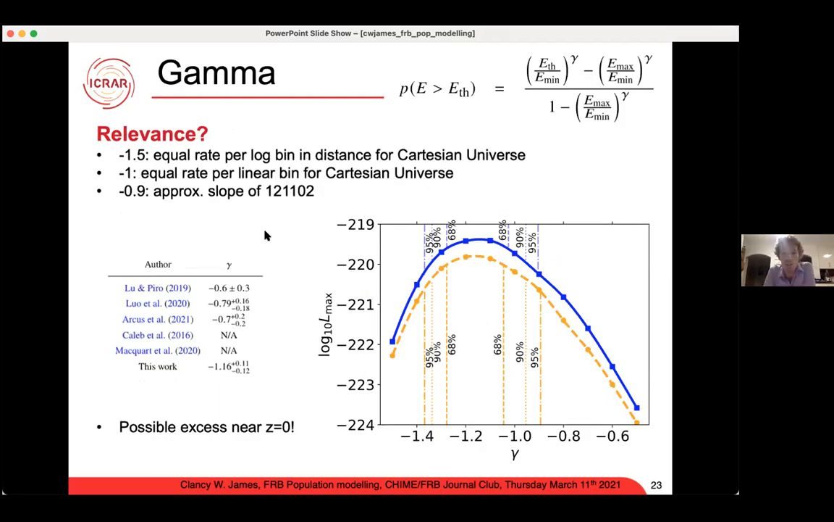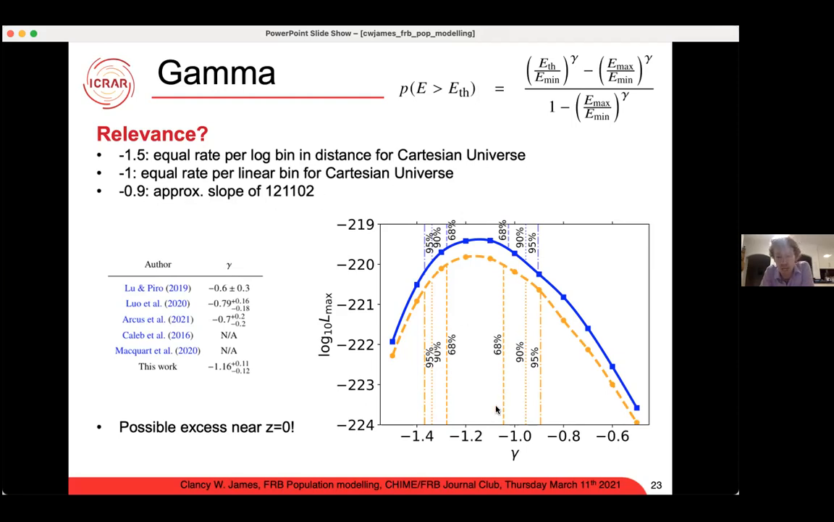So, okay, what about the slope of the source counts distribution, this function gamma? I'll warn you that I use the cumulative distribution gamma, right? So it governs the probability of energy greater than the threshold. So the magic numbers here are minus 1.5 gives you an equal rate per log bin in distance for a Cartesian universe. A slope of minus 1 gives you an equal rate per linear bin in distance for a Cartesian universe. And this minus 0.9 is an approximate slope of the burst of 121102, right? Although I do not think the fast measurements of 121102 are out, and they clearly see structure in there.